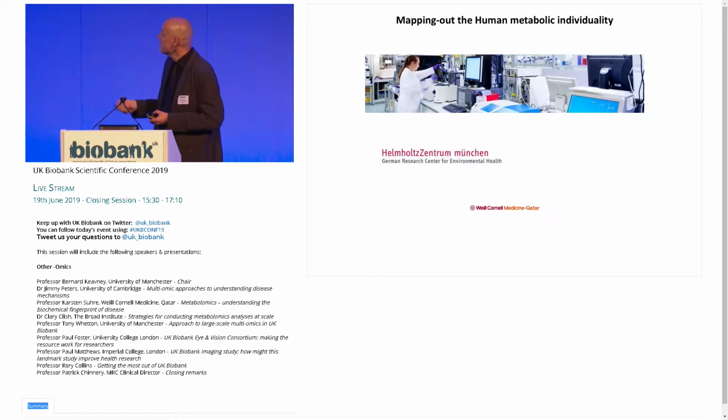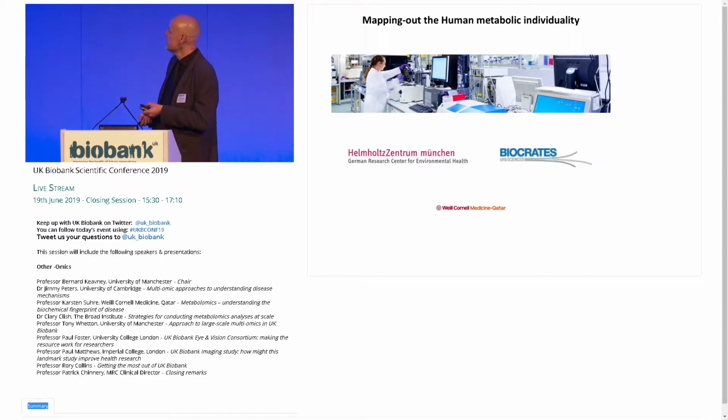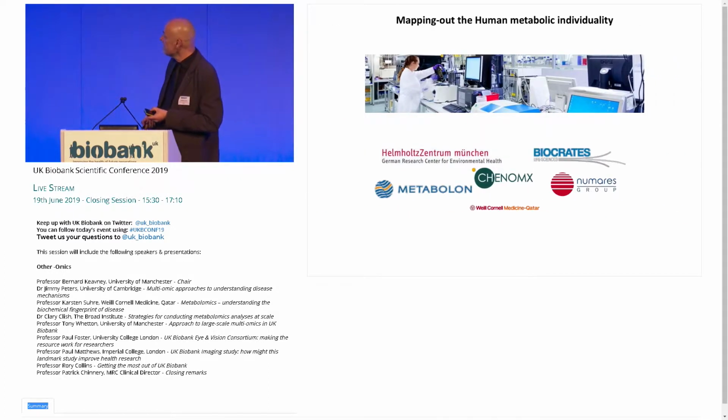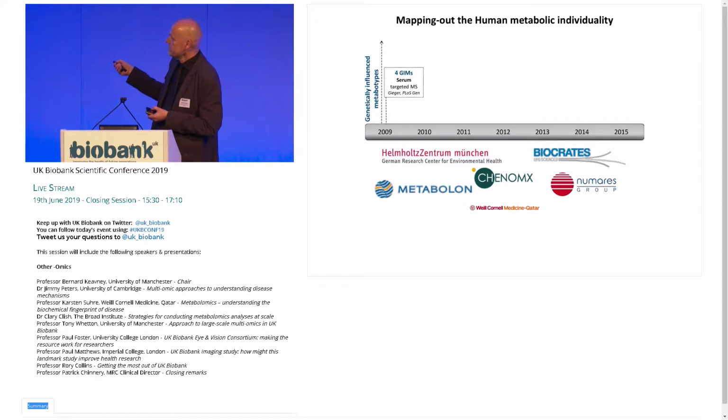So the first step was to do metabolomics. So here you see the Helmholtz Center where I was working at the time. You need a lot of mass specs, and I think we will hear in the next talk a lot more about how to actually go about this. At that time, we decided to go especially with companies, so work with Biocrates, with Numares, Genomics, and Metabolon, and then ran a series of GWAS.